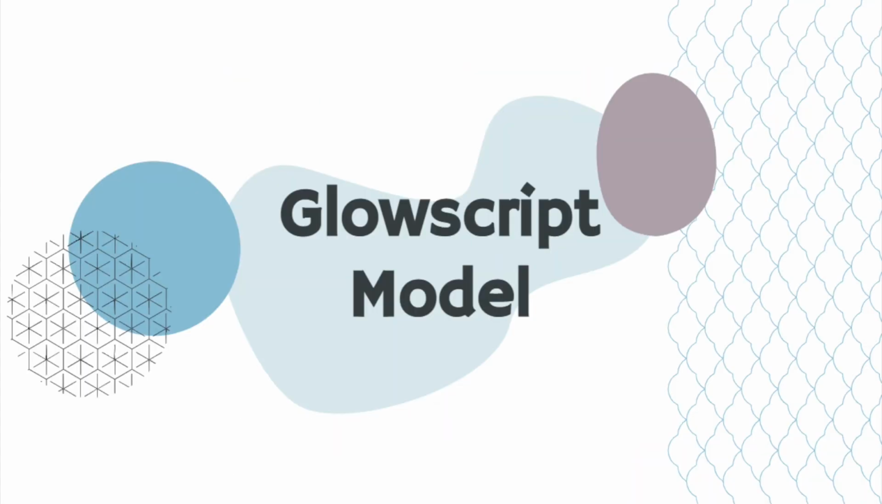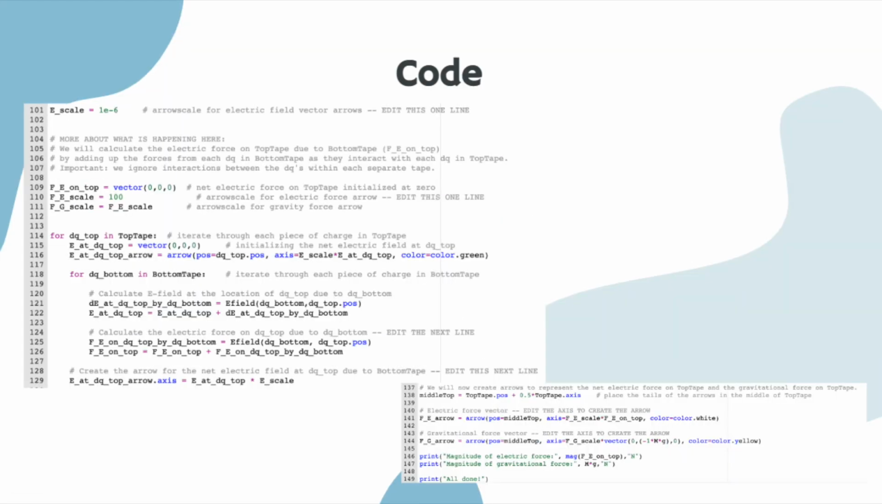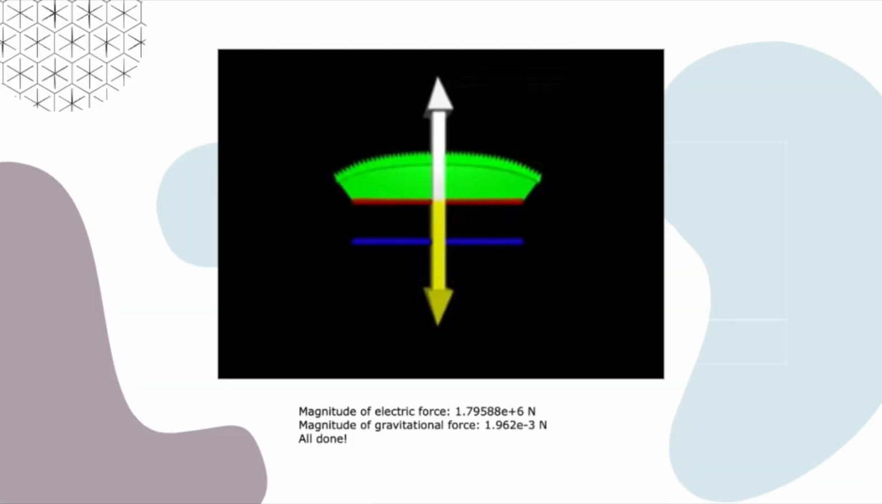Then, by using GlowScript and the coding template provided, I was able to plug in all the correct values where needed in order to compute the magnitudes of the electric force and gravitational force. I was also able to create this visualization of both forces and what the electric field of the tape would look like if we could see it, based on it being a line charge and not a point charge.